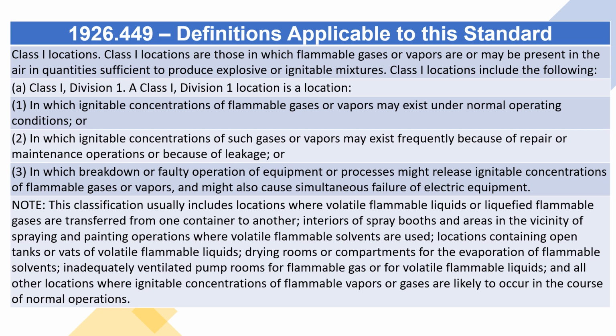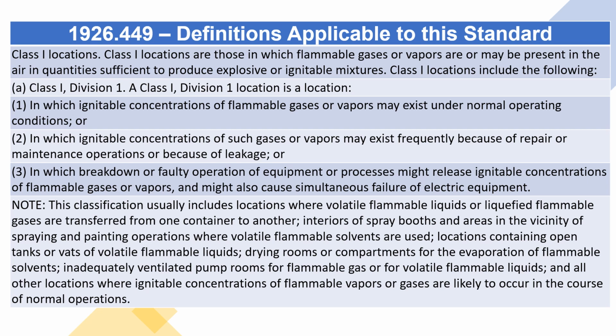Class 1, Division 1. A Class 1, Division 1 location is a location 1. In which ignitable concentrations of flammable gases or vapors may exist under normal operating conditions, or 2. In which ignitable concentrations of such gases or vapors may exist frequently because of repair or maintenance operations or because of leakage, or 3. In which breakdown or faulty operation of equipment or processes might release ignitable concentrations of flammable gases or vapors, and might also cause simultaneous failure of electric equipment.